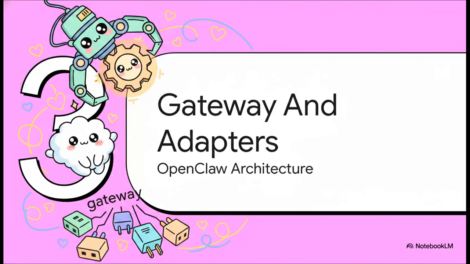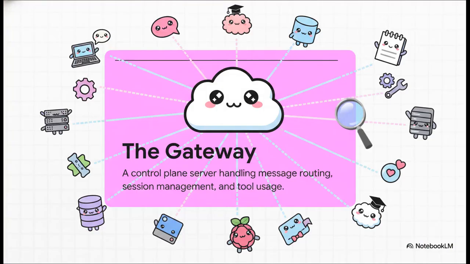Moving on to Section 3, OpenClaw Gateway and Adapters. Let's actually look at OpenClaw to see this loop in action. Getting this Node.js service running locally is actually super straightforward. You literally just clone the repository, run npm install, configure your environment variables with your API keys, and spin up the server. It follows a hub-and-spoke model, and at the absolute center of that model is the gateway.